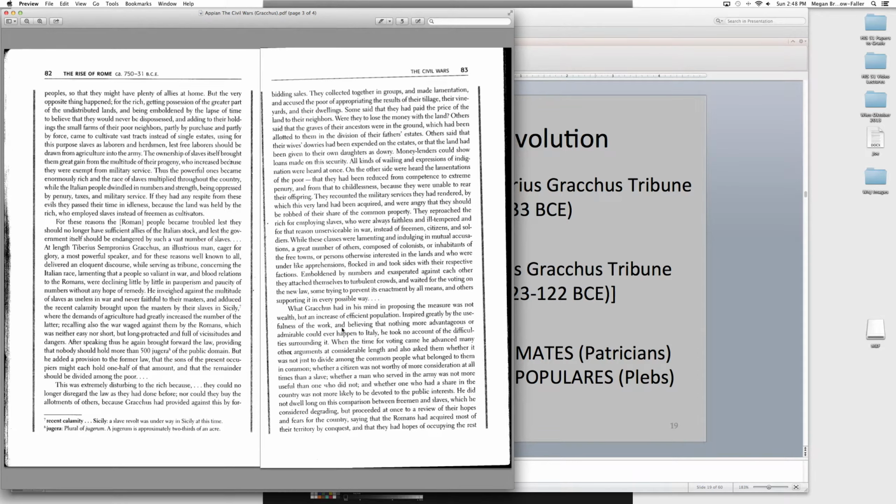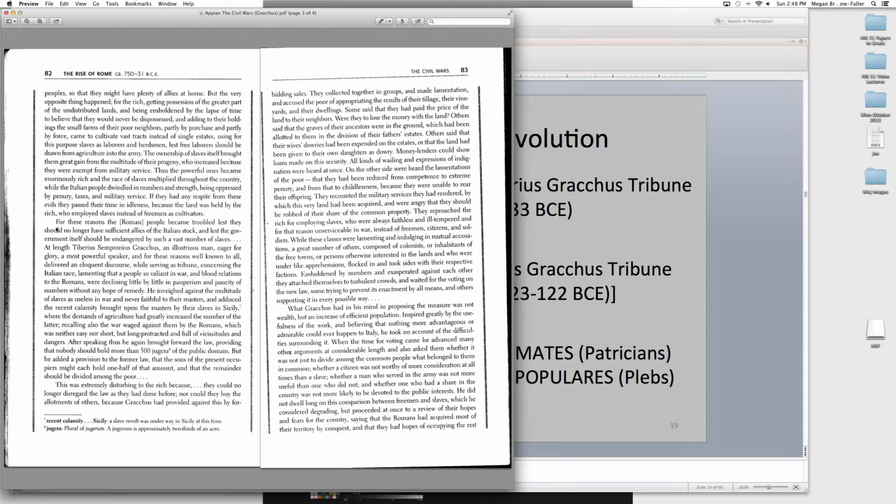Now, here we have the point where Gracchus is coming in. For these reasons, the Roman people became troubled, lest they should no longer have sufficient allies of the Italian stock, lest the government itself should be endangered by a vast number of slaves. Okay, so here you can see exactly what I told you. The rich form these large latifundia. They are very large, and they are using slaves from the wars of conquest to farm them.